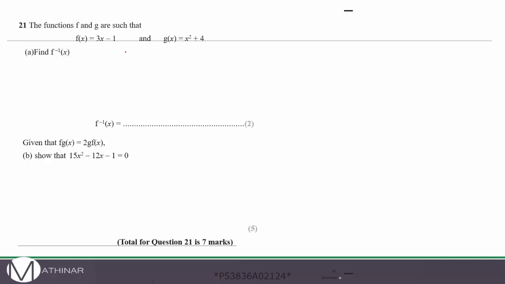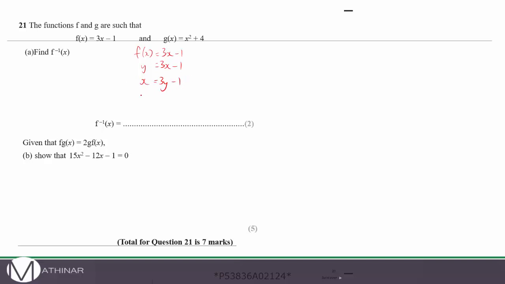So what we will do is we'll copy out function f, which is f of x equals 3x minus 1. We'll change that into y equals 3x minus 1. Now the trick here is you change all the x's into y's and all the y's into x's. So this becomes x equals 3y take away 1. And now we make y the subject.